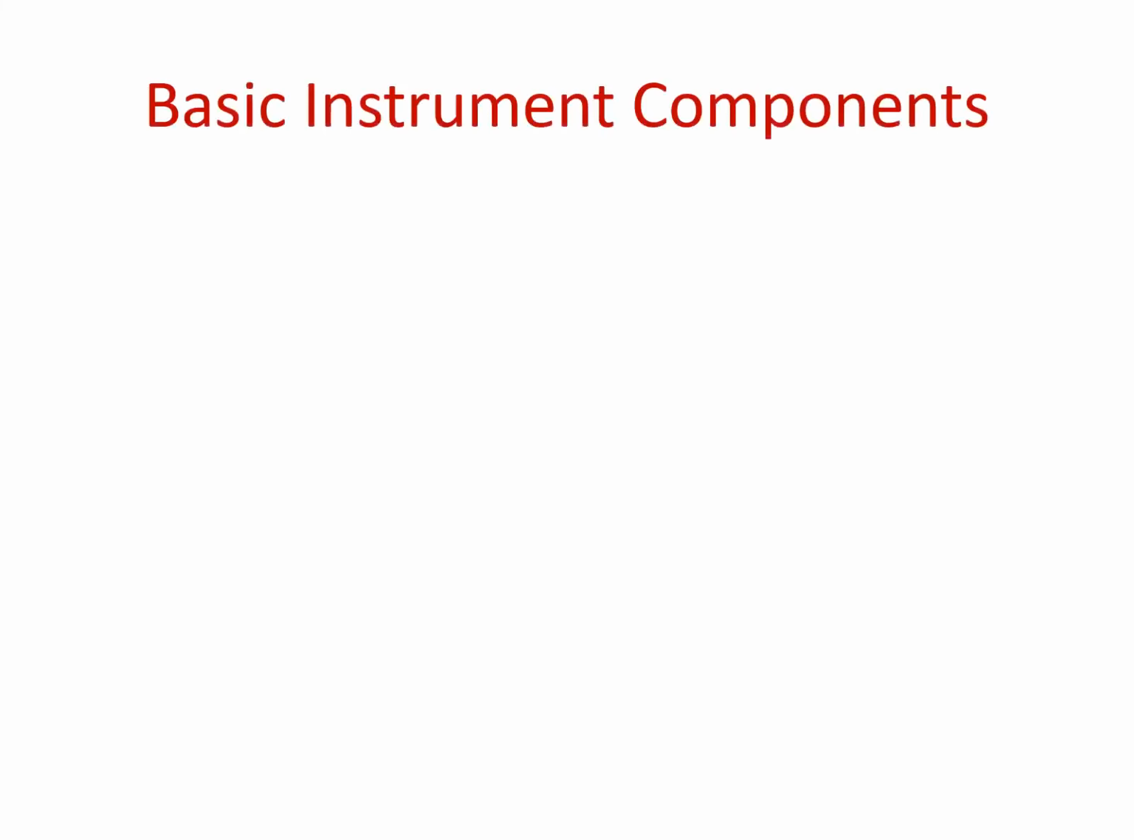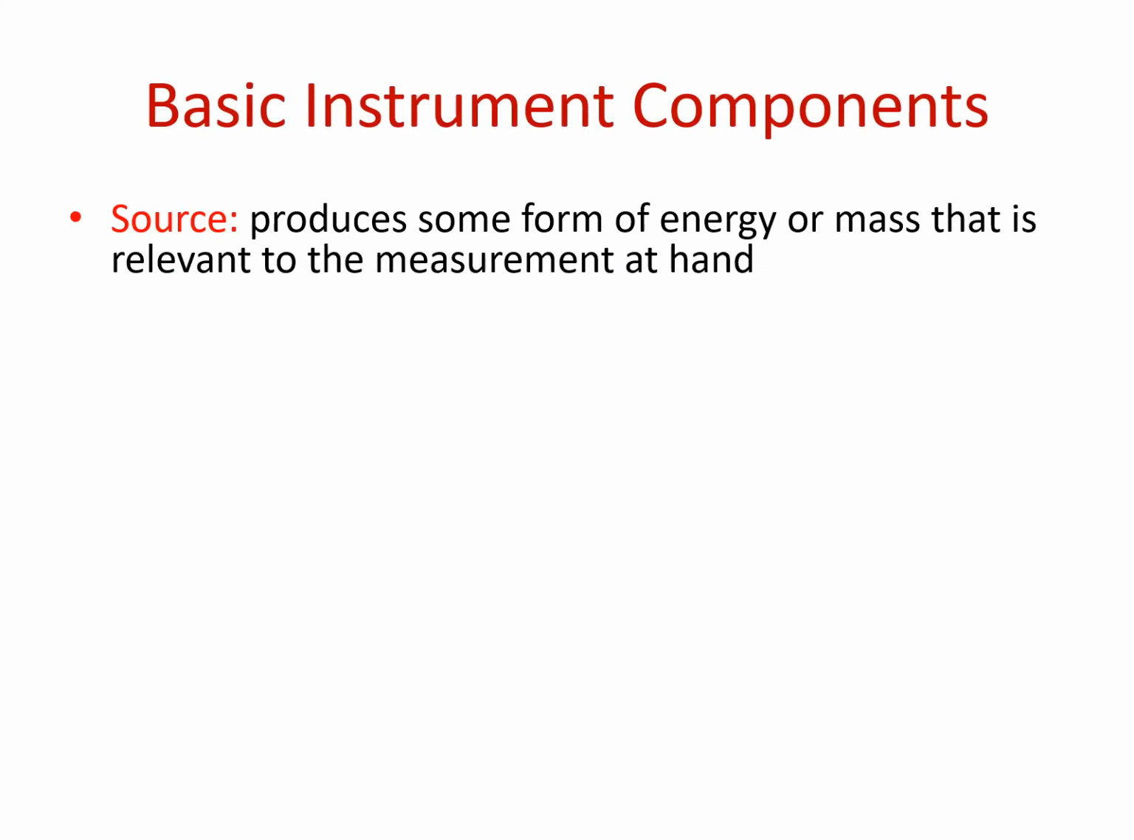Now, I've already pointed you to some basic instrumental components, and I want to amplify this again. What are the basic instrument components? If you remember, in one of the previous slides, there was a very brief diagram under table 1.1. You need a source. The source is going to produce a form of energy or mass that is relevant to the measurement at hand. So you need a source in an instrument component.